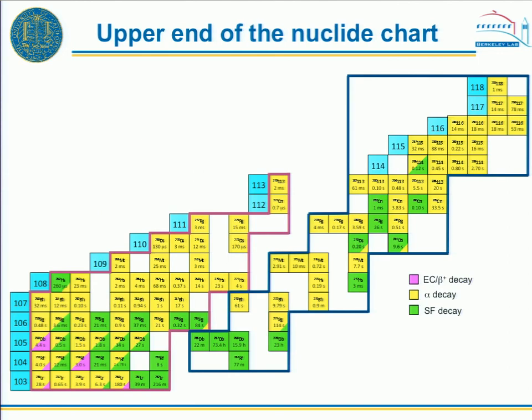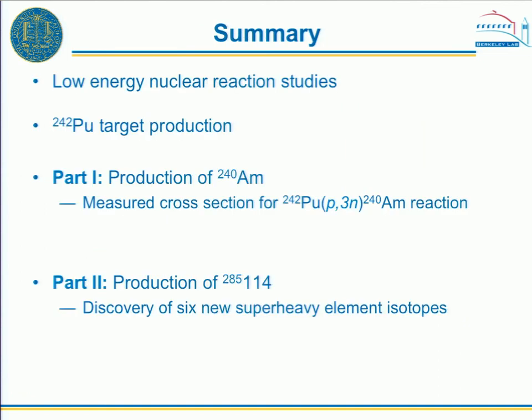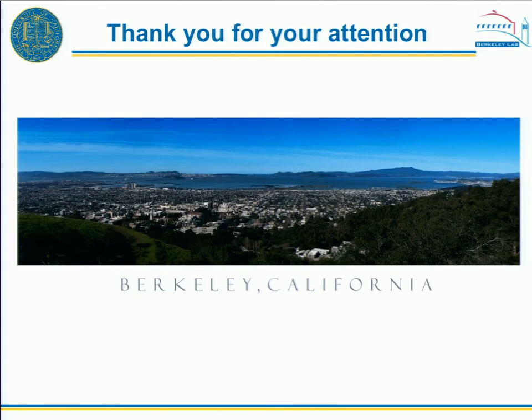And where does this all fit in on the chart of the nuclides? Well, these new isotopes are here on the neutron-deficient edge. So I'd like to summarize again by throwing up this slide. These 2 interesting science areas, while different, both utilize these nuclear chemistry techniques to study 2 interesting scientific results. Thank you very much for your attention.